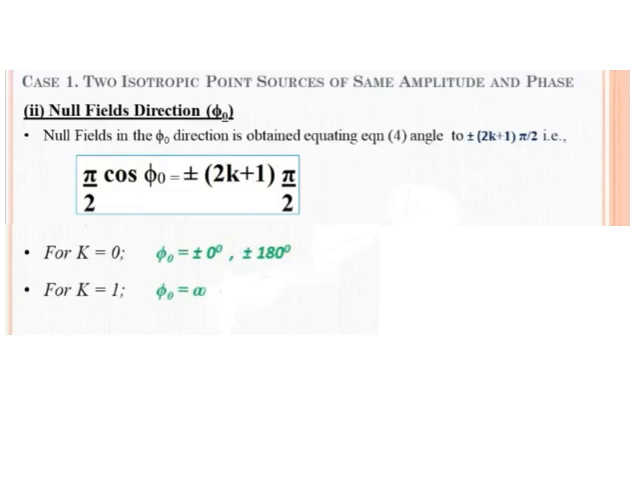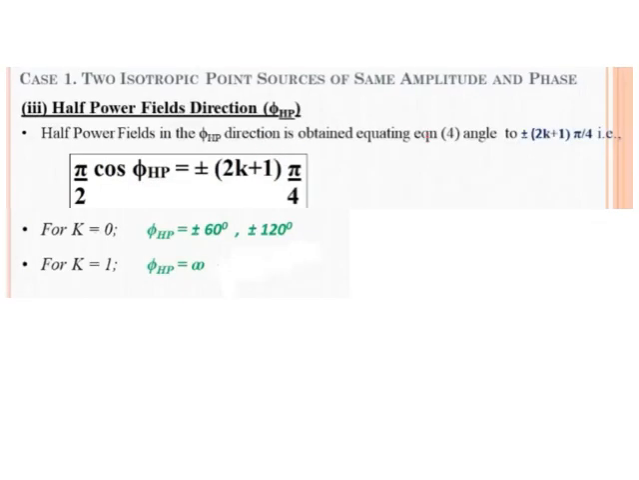For k equal to 0, we get 4 angles here, because the LHS is plus or minus and the RHS is also plus or minus. So we get ψ naught as plus or minus 0 degrees, and one more angle, plus or minus 180 degrees. For k equal to 1 and the remaining cases, the ψ naught value is infinity.